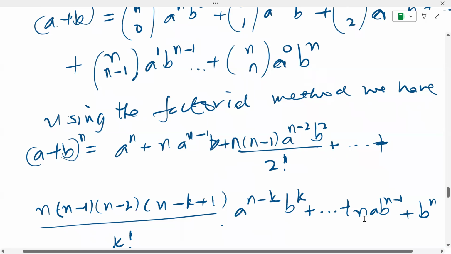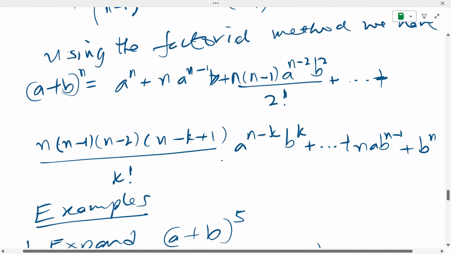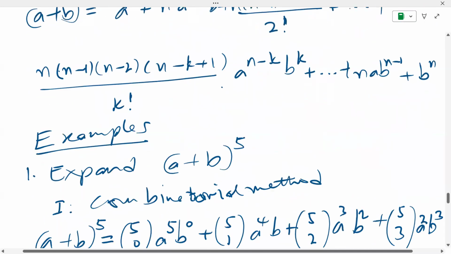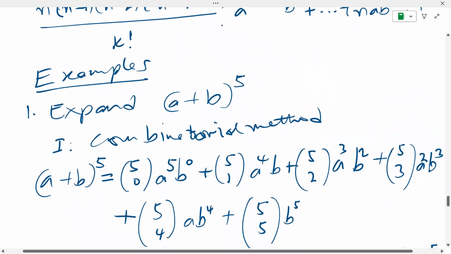Then finally we get to n times a times b raised to the power n minus 1, plus b raised to the power n. That does it for the expansion. Whether the combinatorial or the factorial method, you actually get the same answers.